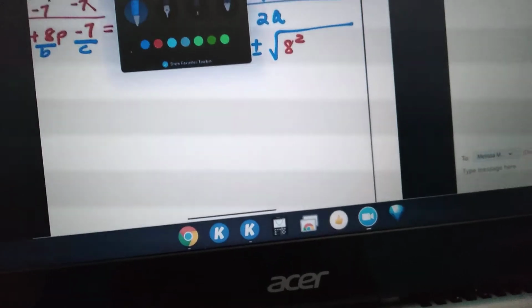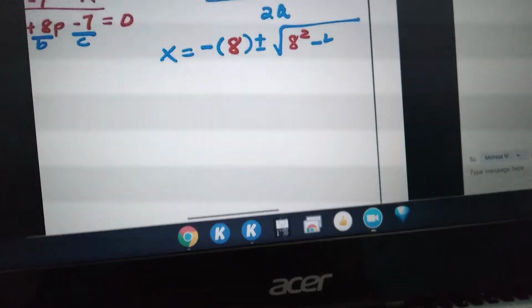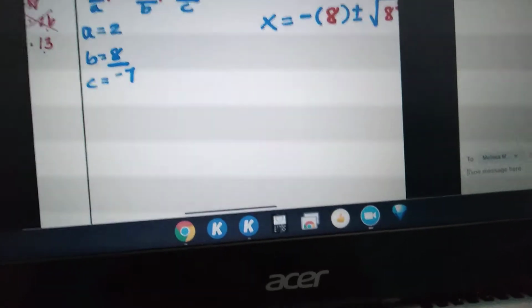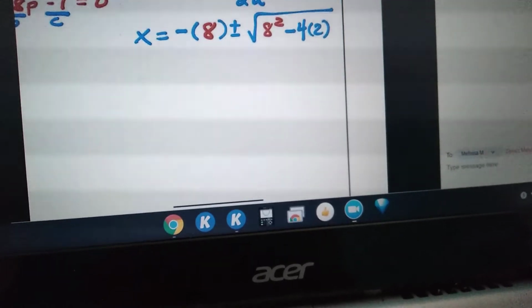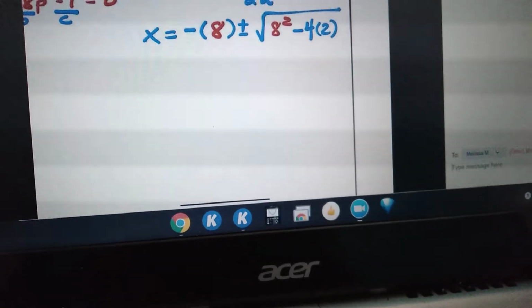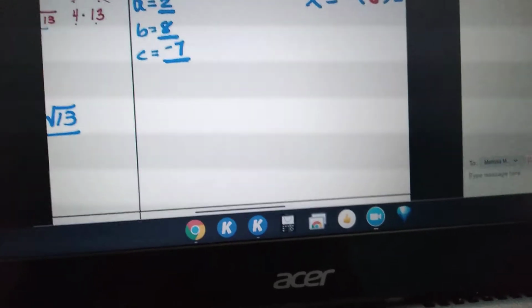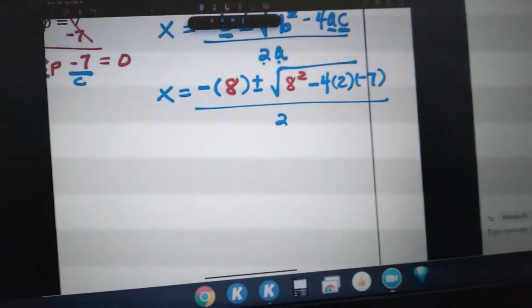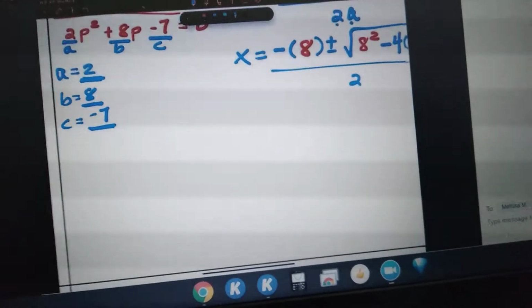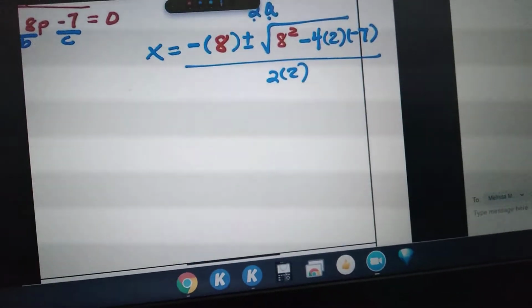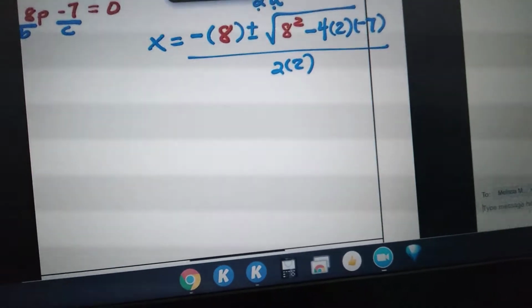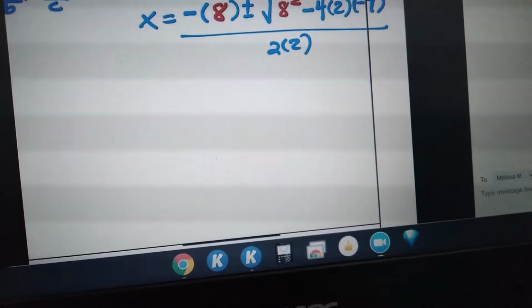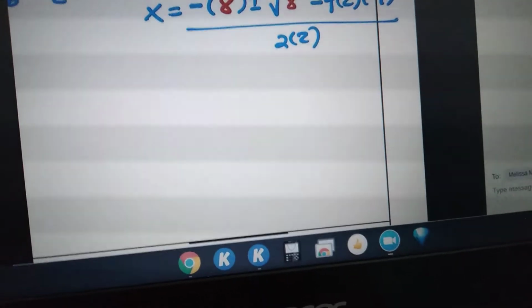Good. The formula continues. Minus 4. And then a. What was your a? 2. Times that by 2. The formula continues. c. What was your c? Negative 7. Times negative 7. All divided by 2. And then times that by a. Your a was 2. Everyone understand? Now it's basic, simple addition and subtraction.